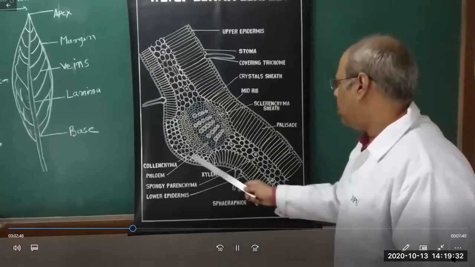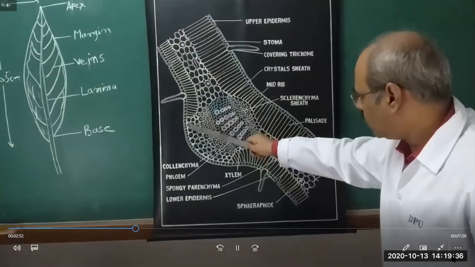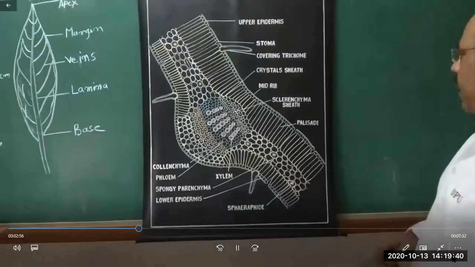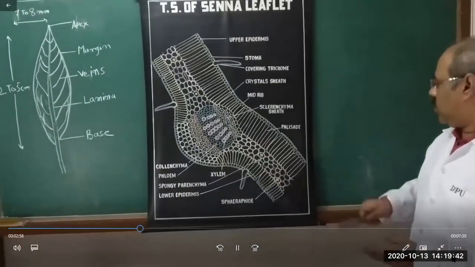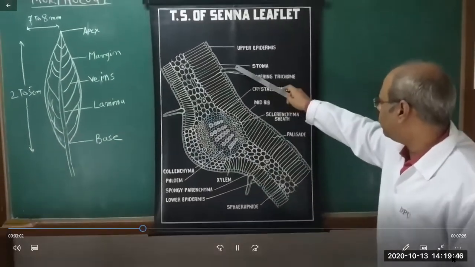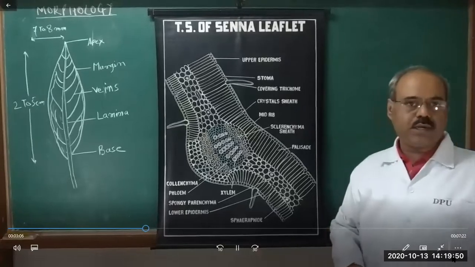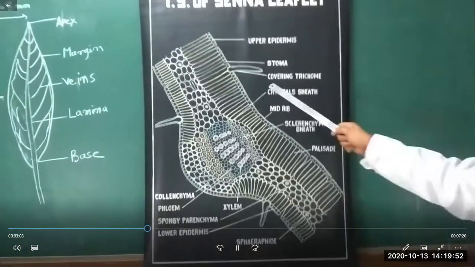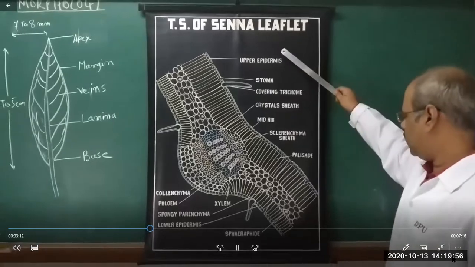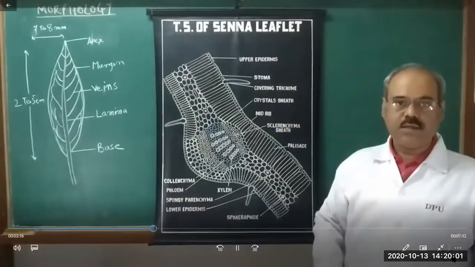Then the lower epidermis has layers of parenchymatous cells, and comma shaped structures protruding from the epidermis. These are the trichomes, and the trichomes present in the Senna leaf are of the covering type. So this was about the microscopy and morphology of the Senna.